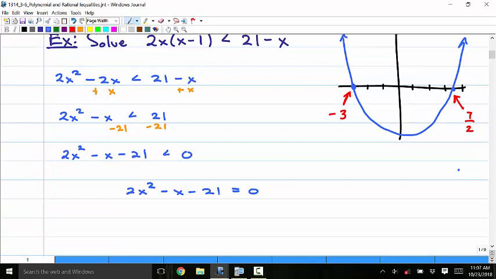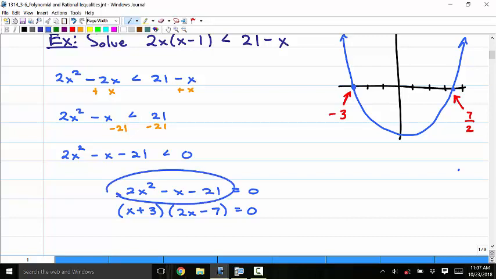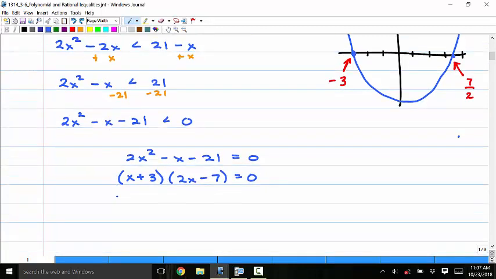If I were trying to factor this polynomial, do you know what the factors would be? 2x minus 7 and x plus 3. If you don't believe me, FOIL it, and you better get this once you FOIL. If I set both factors equal to 0 and solve for x, I do get what corresponded to my x-intercepts. Okay, go do a number line.